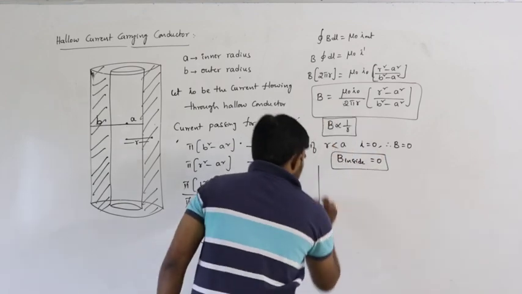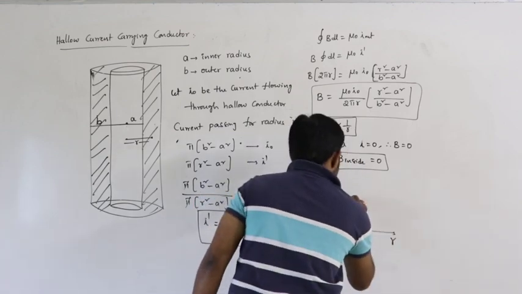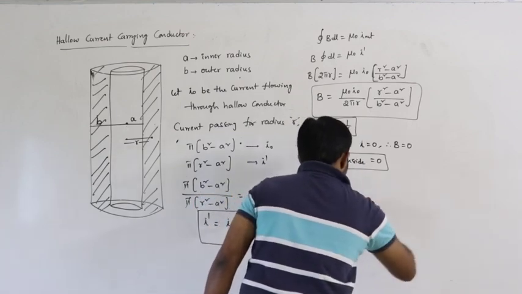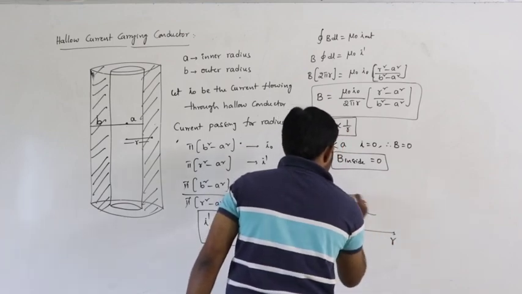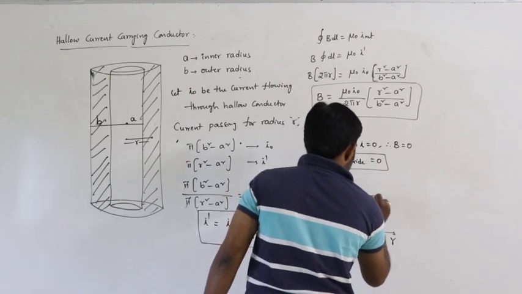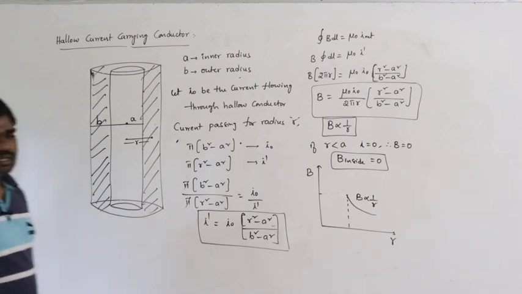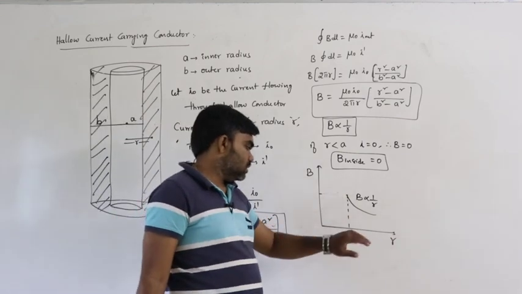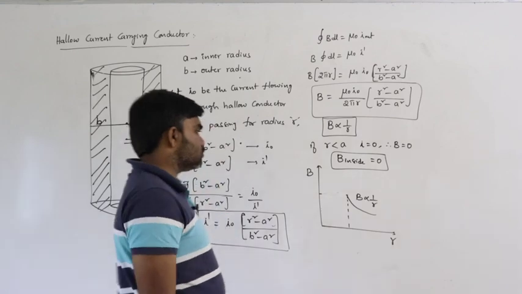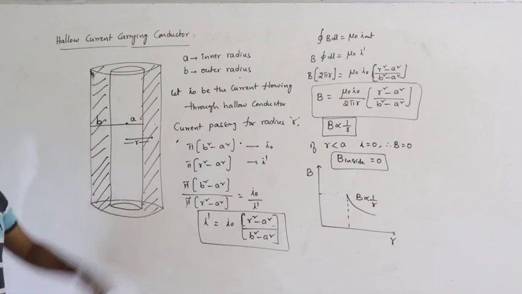So from this, if you draw the graph for B and r, let us say it is B and it is r. Inside, the magnetic field is 0. So B inversely proportional to r outside. So only this graph exists in case of hollow, but in case of solid cylinder the total exists, but here only this one exists, B proportional to 1 by r. So this is the magnetic field due to the hollow cylinder, and the previous is the solid cylinder and here it is the hollow cylinder.